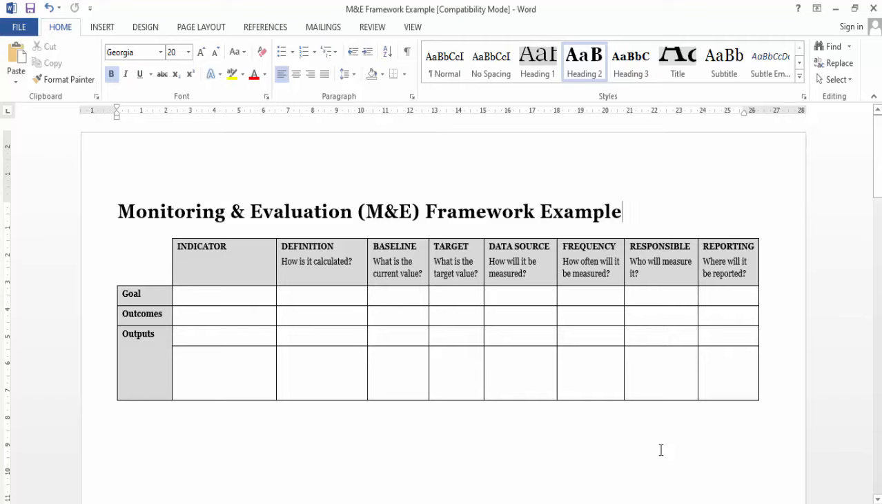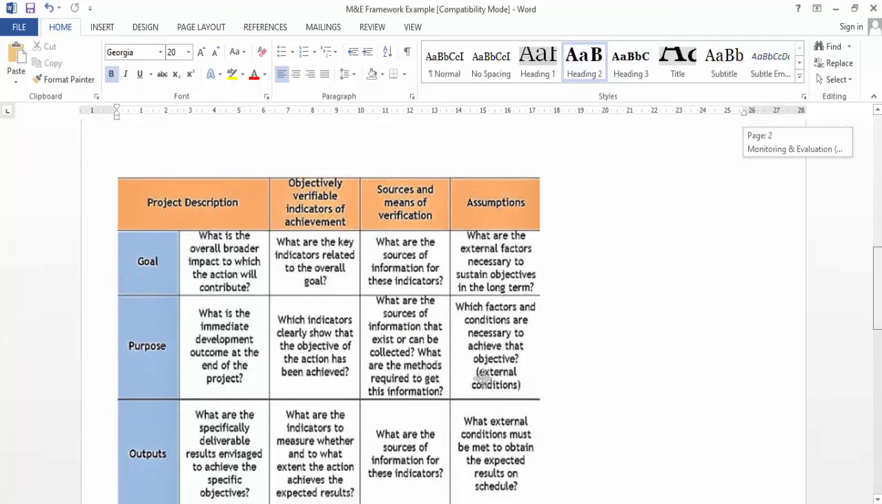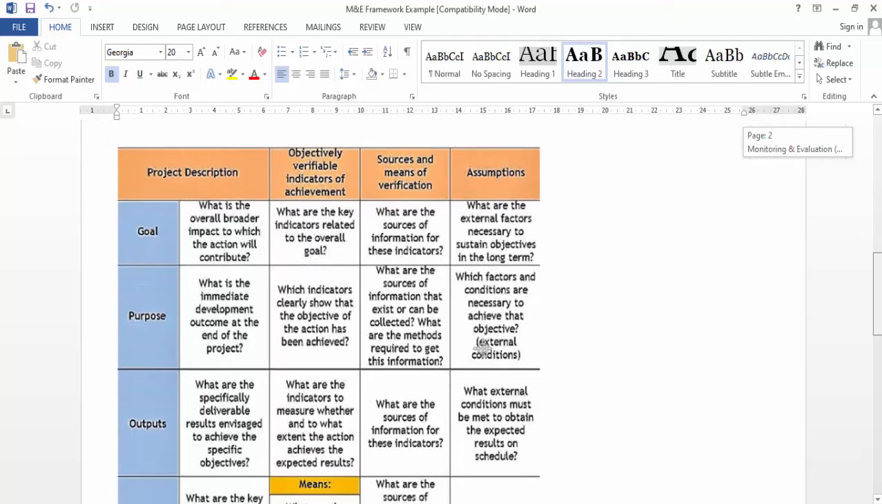So I'm in a Word file right now. And as you can see, the template is pretty much there. And we have an example, but I'll start populating whatever needs to be populated in this framework. Below, I've deliberately brought in the log frame so that it can be used as a reference.